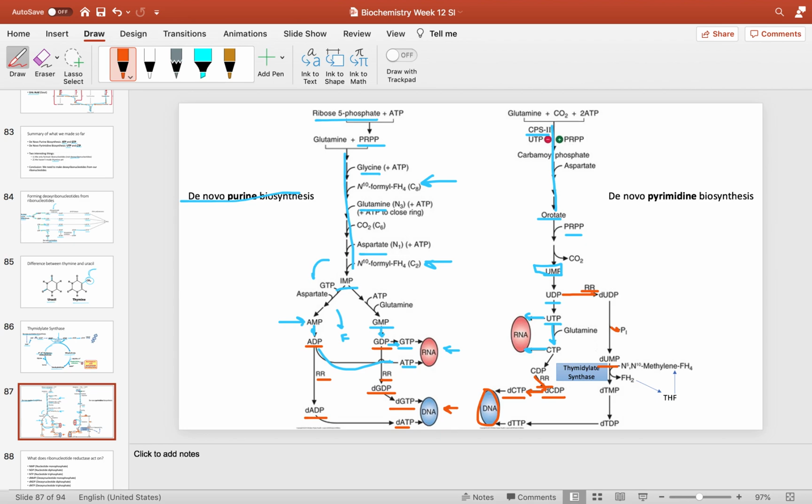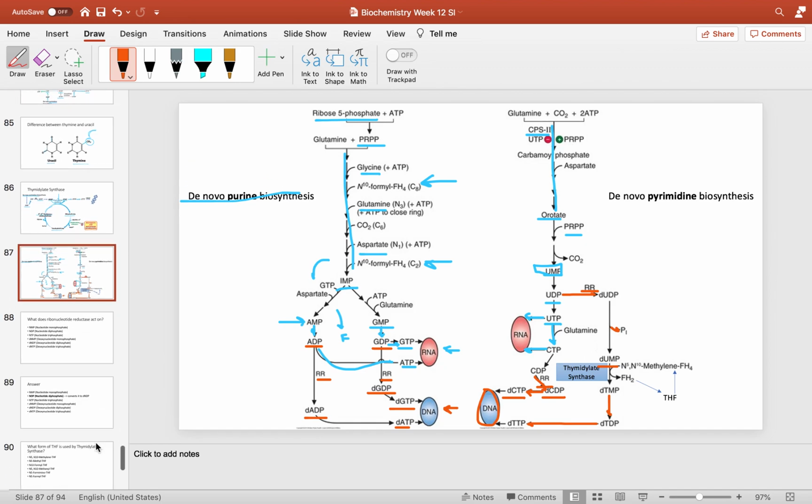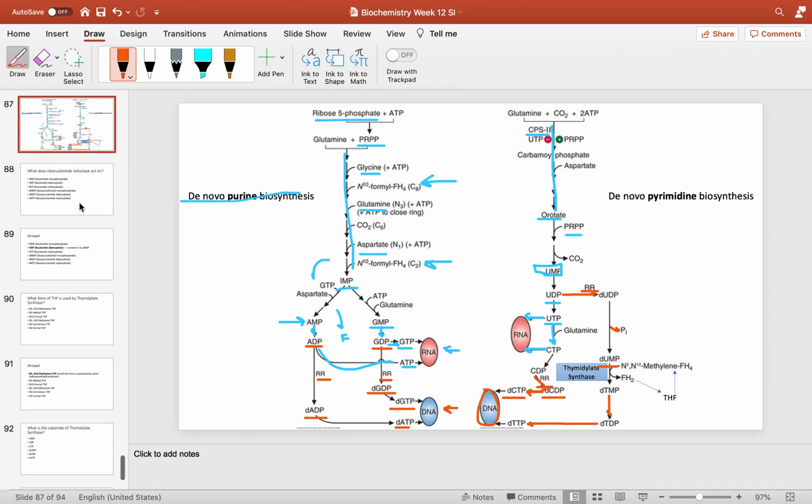So we have this thymidylate synthase enzyme, which takes N5,N10-methylene THF, it donates a carbon, and dihydrofolate will be produced. Dihydrofolate is then reduced to THF, and the whole cycle continues. In this process, dTMP is produced, and this gets phosphorylated twice to form dTTP, which can then be used to form DNA.